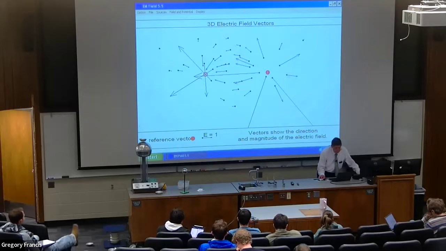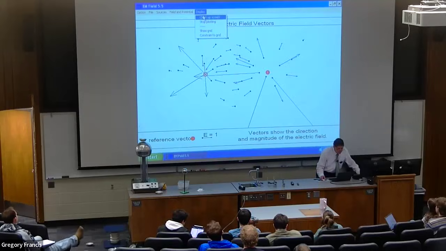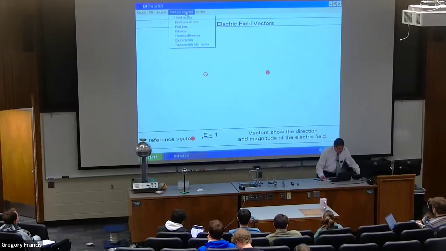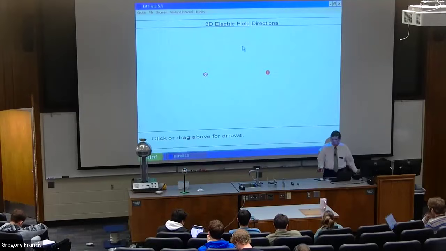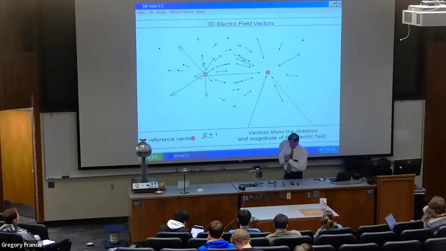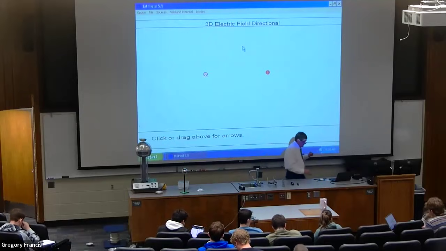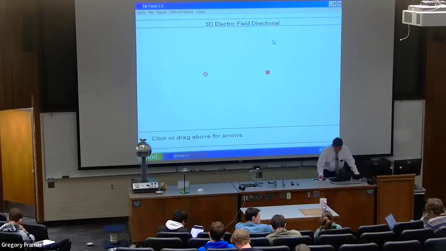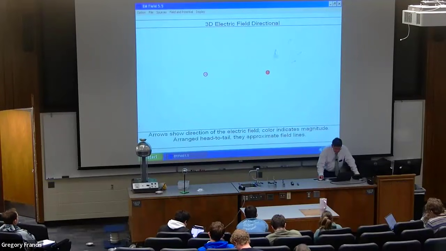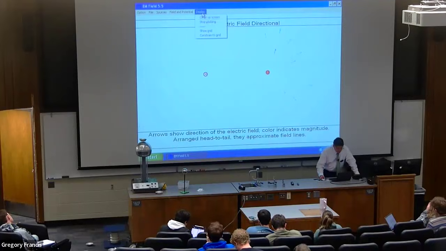Big. Okay. Let me clean that up. Now, he also wrote the program so that we could have directional arrows. These directional arrows tell me the direction of the electric field, but not the magnitude. All the arrows are the same length. And so if I click anywhere, I just get arrows that are the right direction, but they don't tell me about the magnitude.